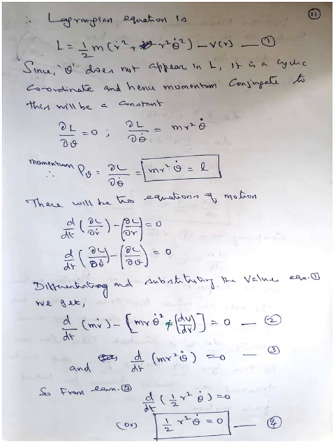The momentum coordinate can be written as dou L by dou theta is equal to 0. Dou L by dou theta is equal to 0. Then dou L by dou theta dot is equal to m r square theta dot.